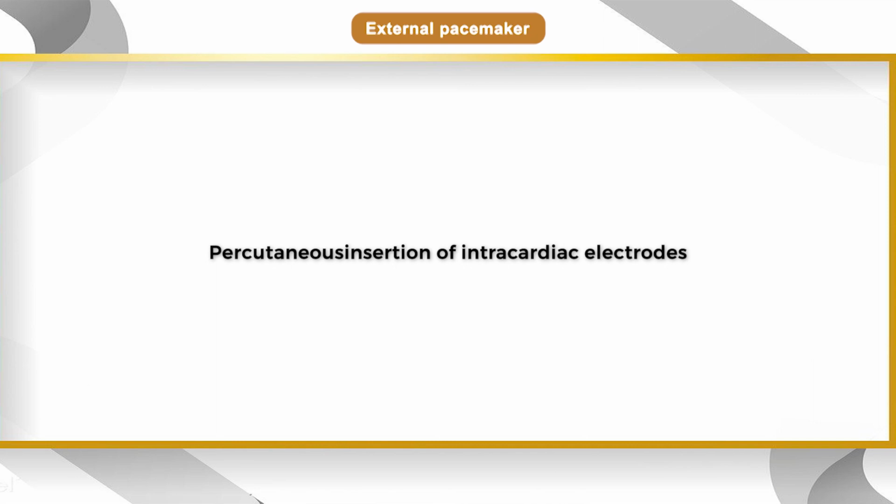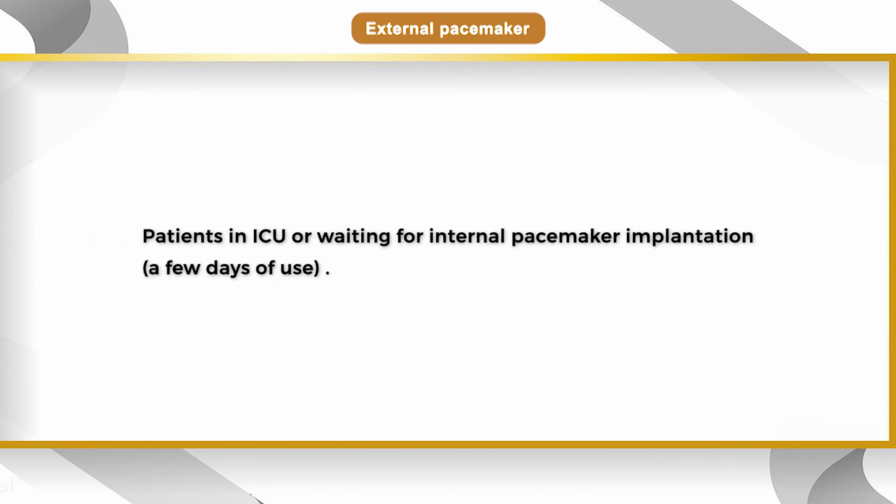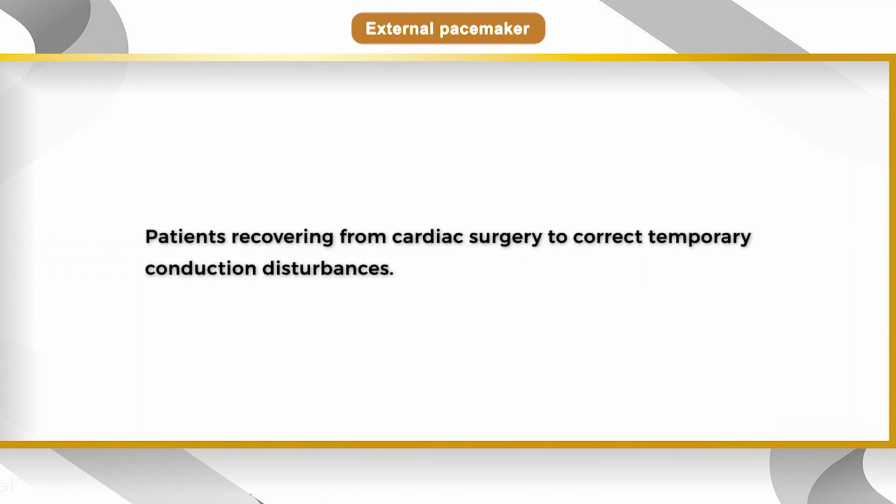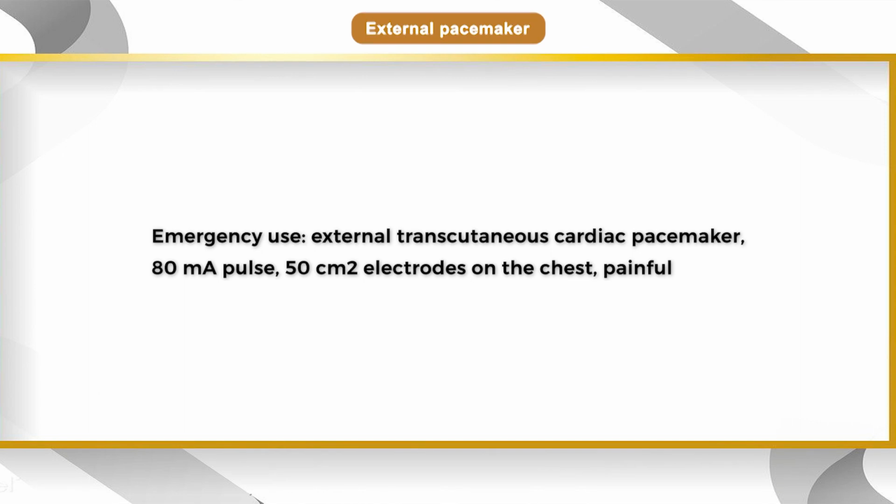External pacemaker, used prior to insertion of intracardiac electrodes, for patients in ICU waiting for internal pacemaker implantation, or patients recovering from cardiac surgery or to correct temporary conduction disturbance, and it is used only in an emergency condition. Specification of external transcutaneous cardiac pacemaker: it uses an 80 milliampere pulse, with electrodes on the chest. It is very painful, but it is very important and necessary.